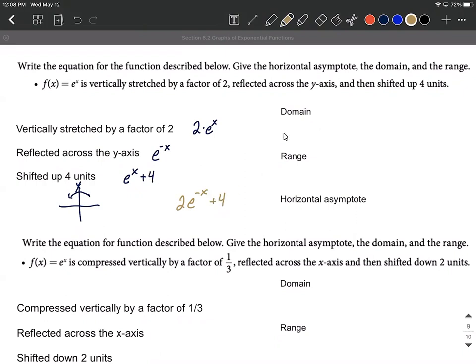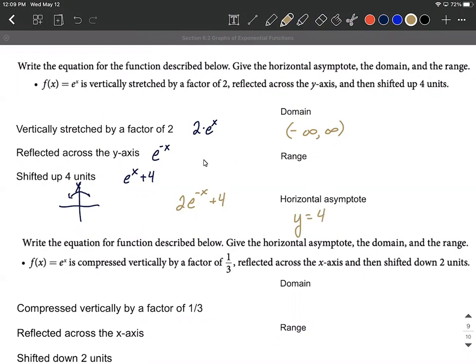Now let's see if we can answer the question about the domain, range, and horizontal asymptote. The domain is always going to be negative to positive infinity for all of these exponential functions. The range is somewhat dependent on the horizontal asymptote. A stretch or a horizontal reflection does not affect our horizontal asymptote. However, moving either up or down will affect it. It started on the x-axis when y equals 0, but we've moved everything up 4 units, so that horizontal asymptote is now located at y equals 4.